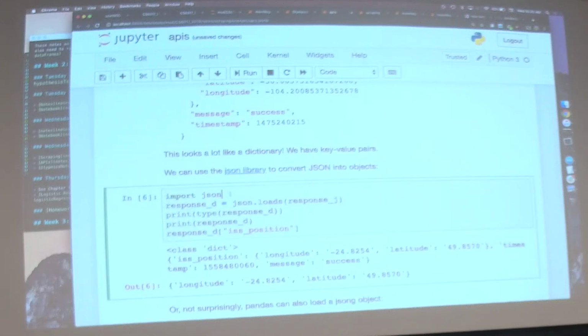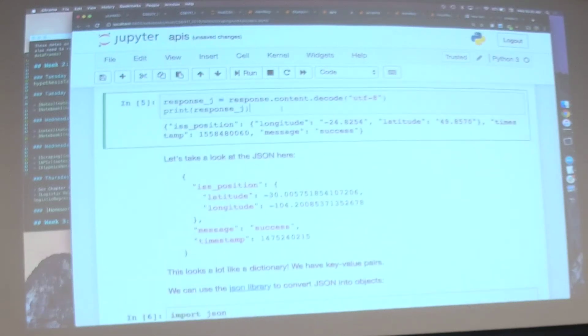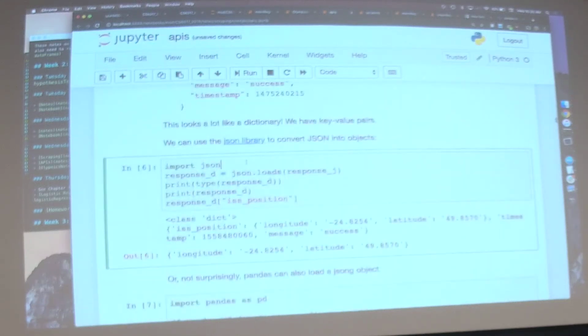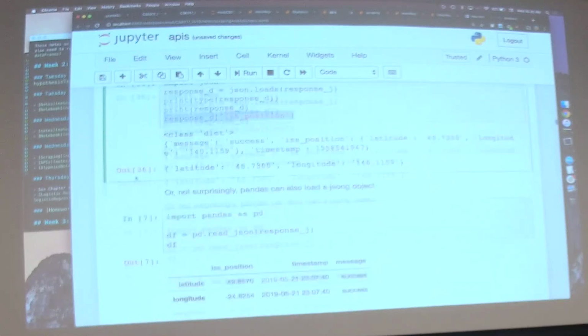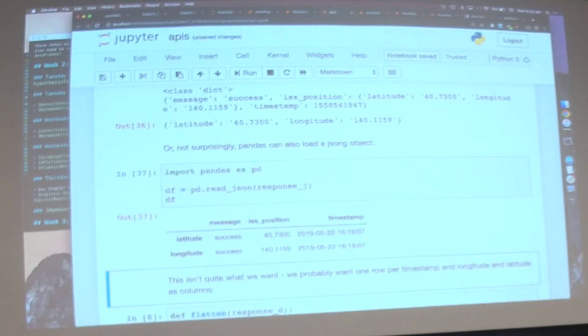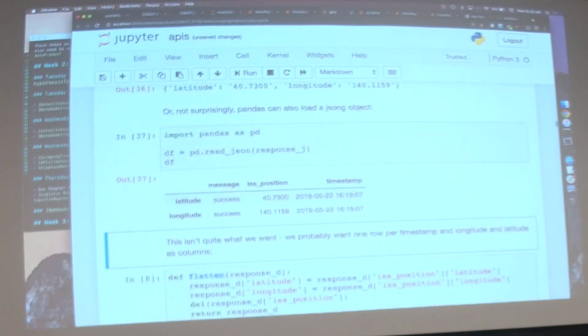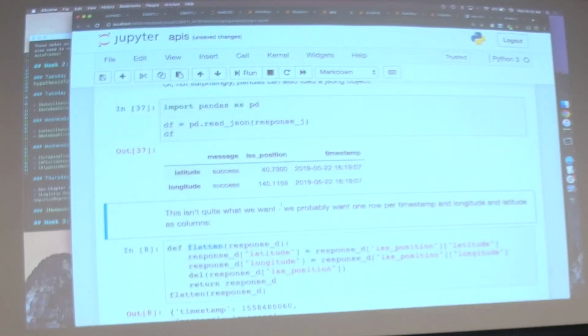The JSON library lets us convert this into basically a Python object, and then we can index and do all that stuff like we would do in JavaScript. Okay. Pandas knows how to read JSON.